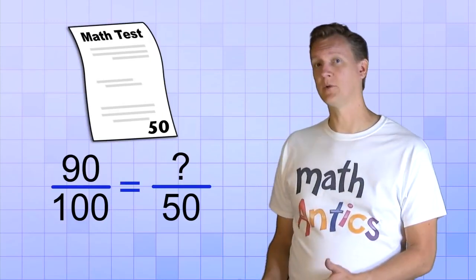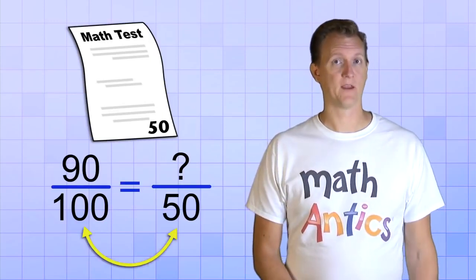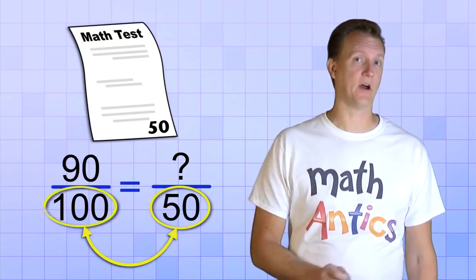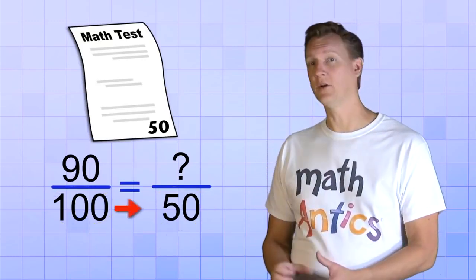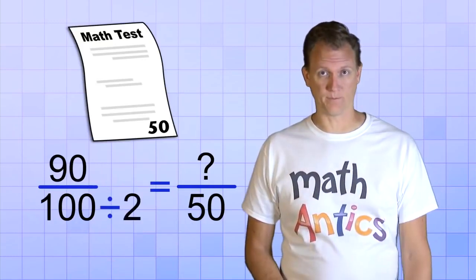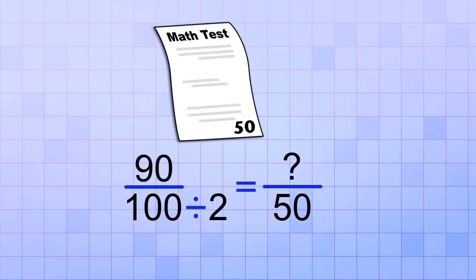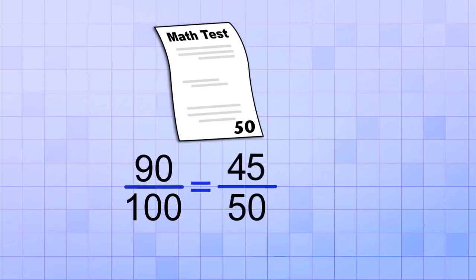Notice the relationship between our fractions' bottom numbers. 50 is exactly half of 100. So we could go from 100 to 50 by dividing by 2. And that means if we do the same thing to the top number, divided by 2, we'll get the top number of the equivalent fraction. And since 90 divided by 2 is 45, 45 over 50 is equivalent to 90 over 100. And now we know that our actual test score must have been 45 out of 50.